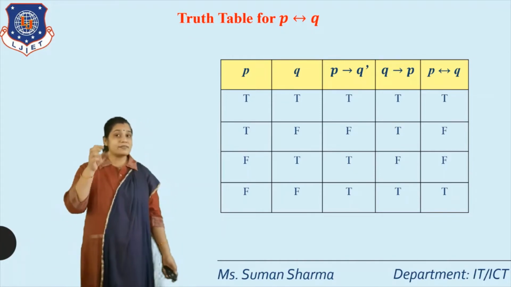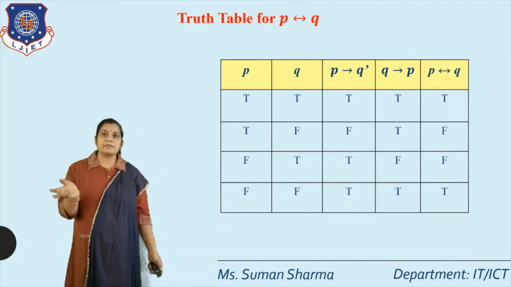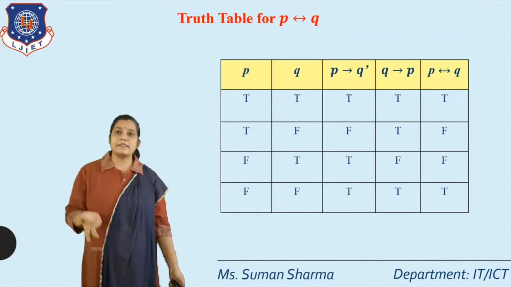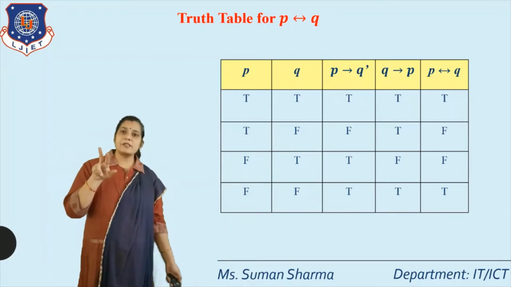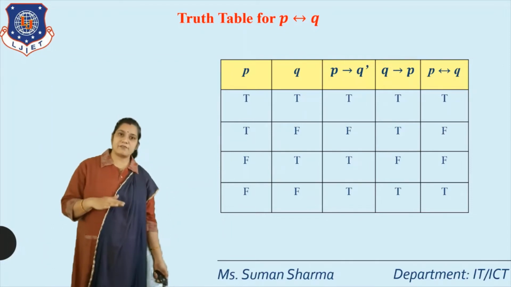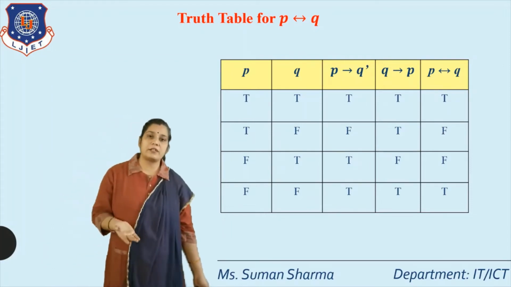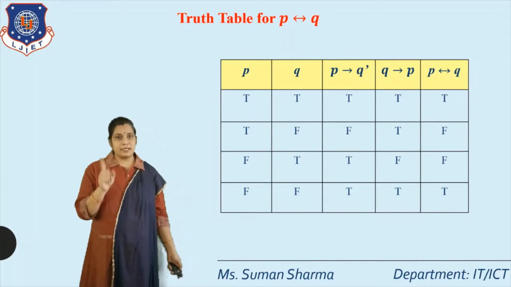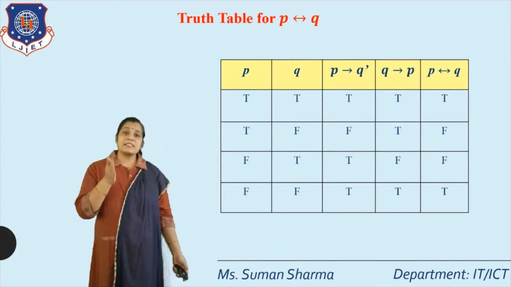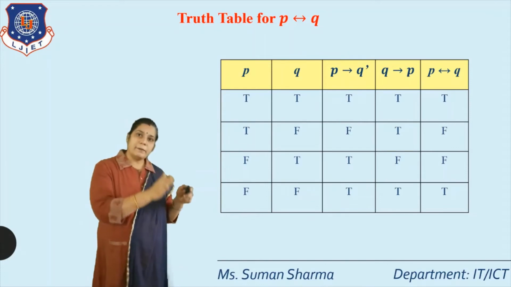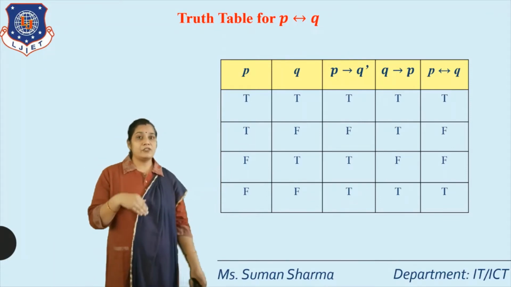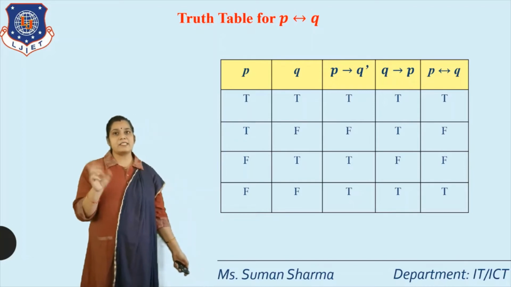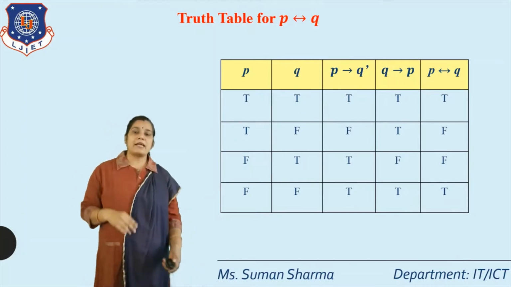That means what is the difference between the implies, that means if-then, and IFF? In the IFF, when both statements are true or both statements are false, you write here only the true value. But in the implication, if and then, you take the value of your second statement. Okay, but in the IFF, all the remaining, that means TF or FT, you write here only the false value.